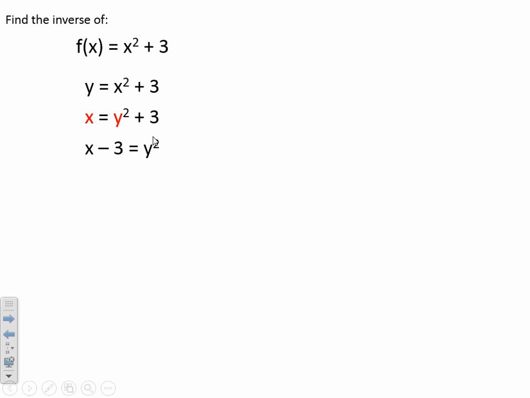And then how do I undo the squared? I have to take the square root of both sides. So y equals, and now this is something right here that we haven't talked about yet. So definitely important to note this down.